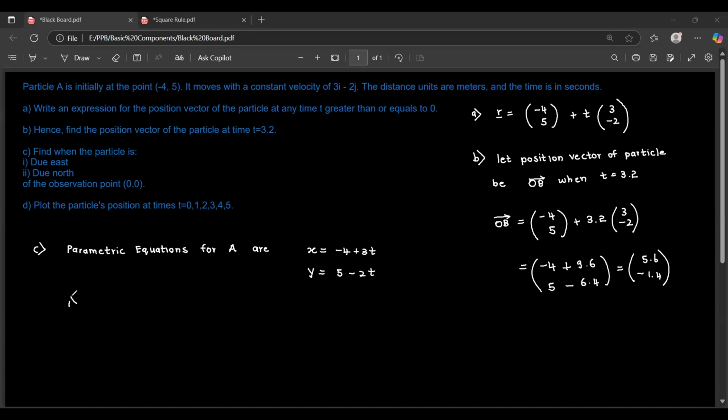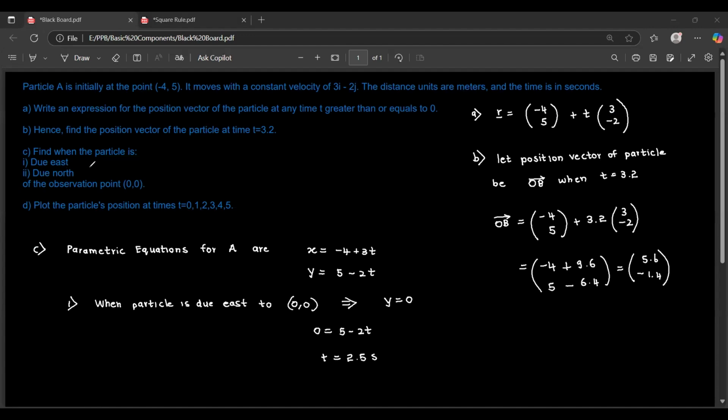So when the particle is due east to the observation point (0, 0), we can say y is equal to 0. So 0 is equal to 5 minus 2t, which means t is equal to 2.5 seconds.